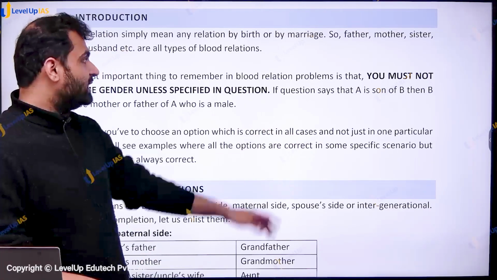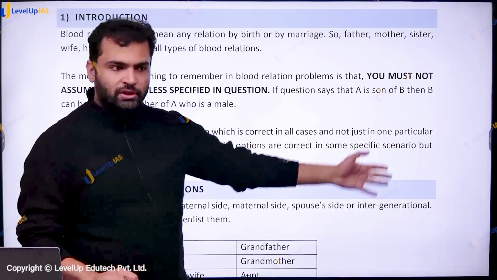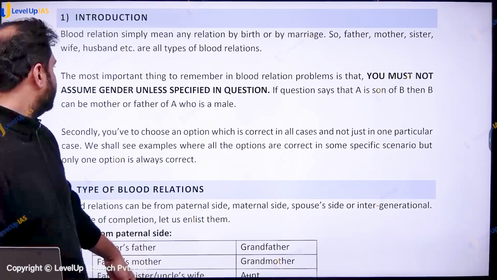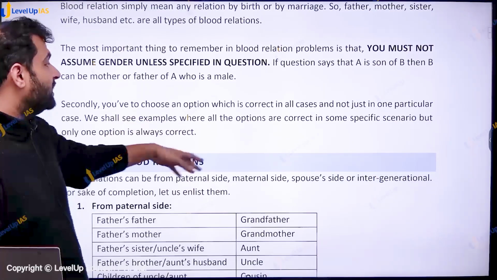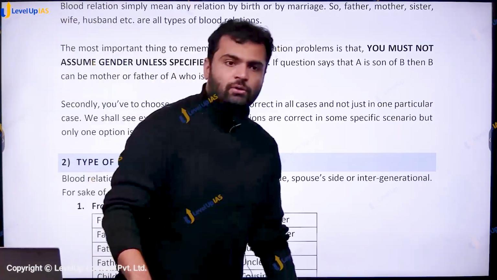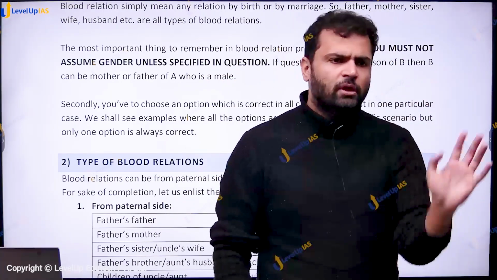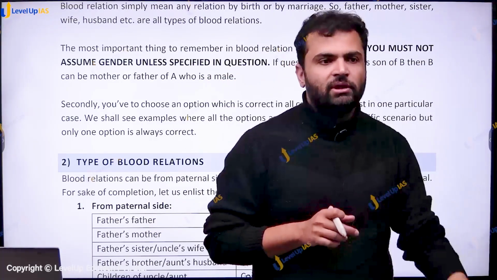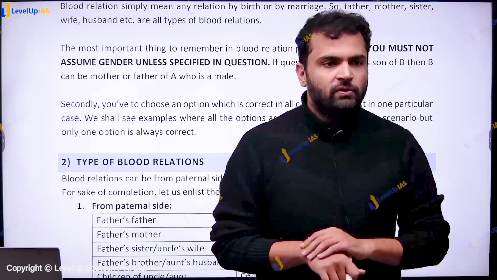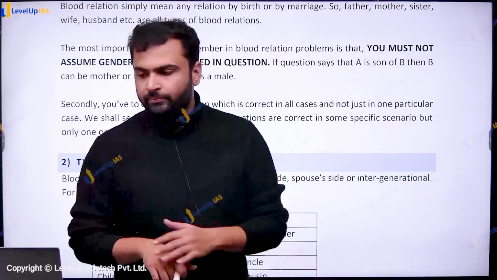If the question says that A is son of B, then B can be father or mother. So please do not assume the gender of B unless specified. Secondly, you have to choose the option which is correct in all cases and not just in a particular case, because there are PYQs where out of 4 options every option was correct in some scenario or the other, but there was only one option which was correct in all the cases. You have to choose the option which is correct in all the cases, not in a particular case.